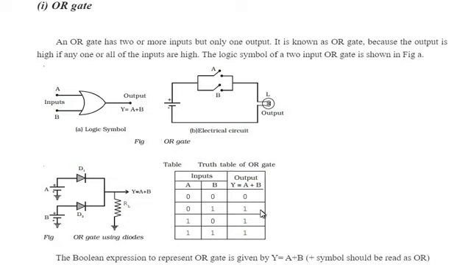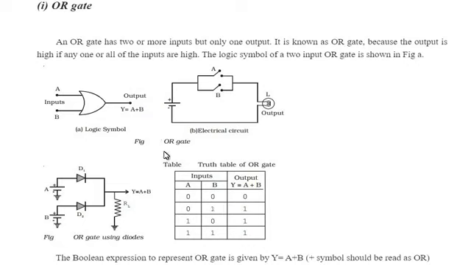Now what about the truth table? We can find out how many possible combinations there are with the help of the inputs present. Here 2 inputs are present, therefore 2 raised to 2 is equal to 4. Therefore, in this truth table there are 4 possible combinations of the inputs.